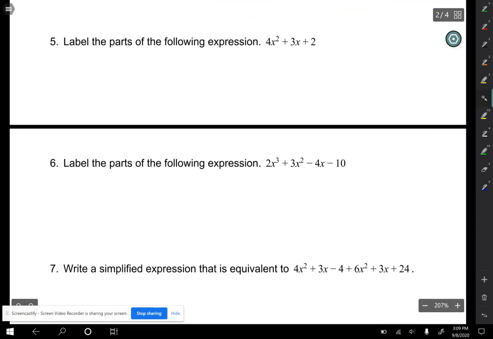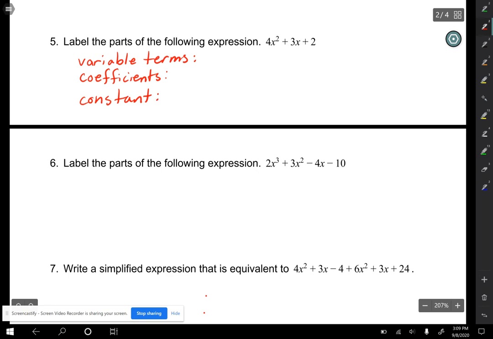Number 5 and 6 are very similar. We're going to label the parts of the expression. So I want to be able to tell you what the variable terms are. I also need to know the coefficients. And I want to know what the constant is.